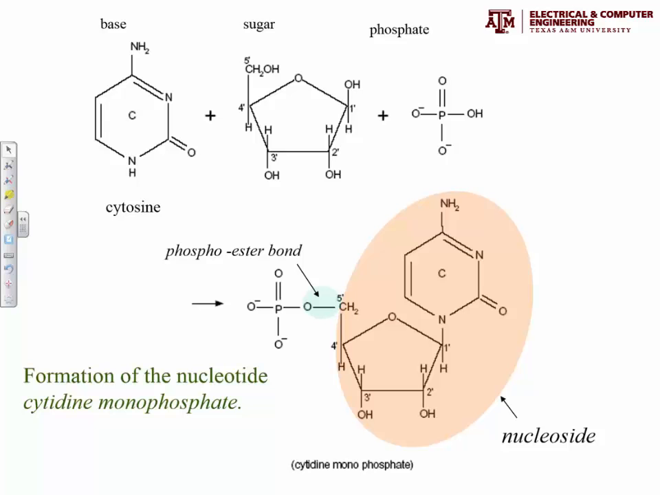This is the unit from which DNA or RNA is built. This is one unit. So how are you going to build up a sequence? You basically connect these units end to end. And where are the ends going to be? One is this 5' end, right? The other end.